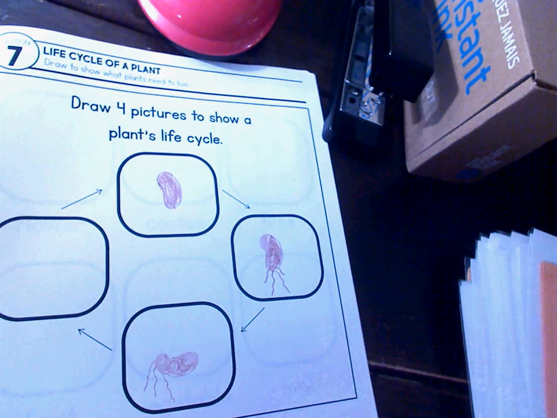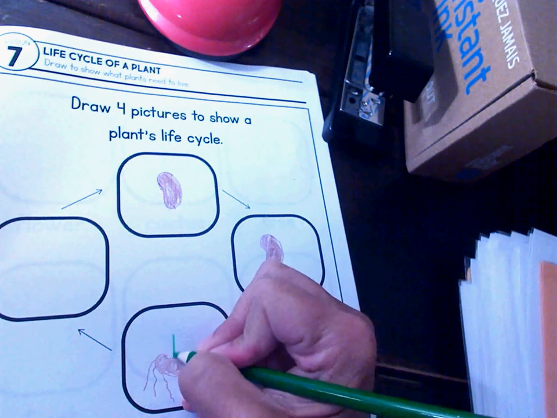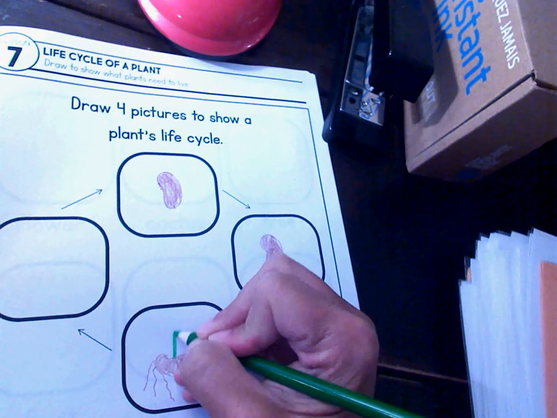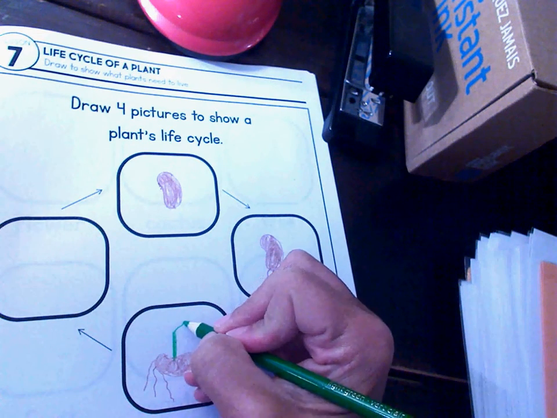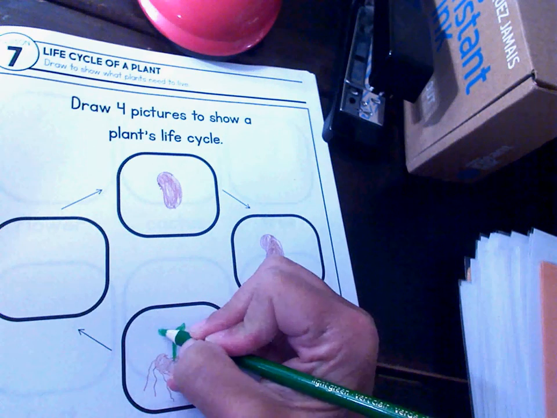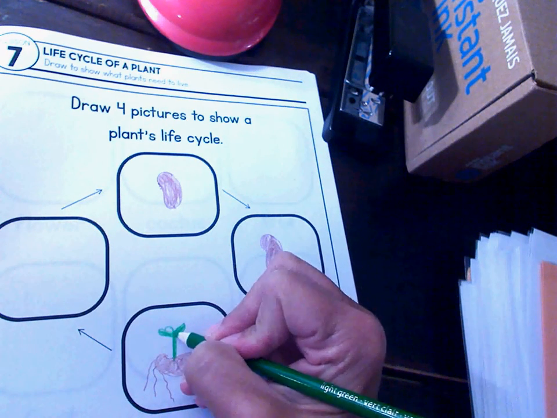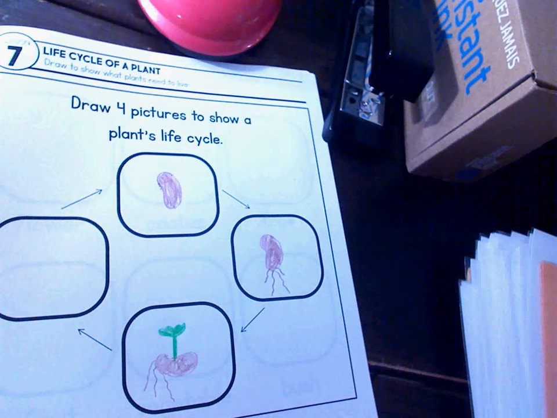Now I'm going to get out my green because out from the dirt is going to sprout a stem like this. And not only is it going to be the stem, but it is going to turn into what's called a seedling or a baby plant. You can make yours look however you want. I'm just going to do a few leaves like this, but you can tell that that is a baby plant. It's just a tiny little plant.